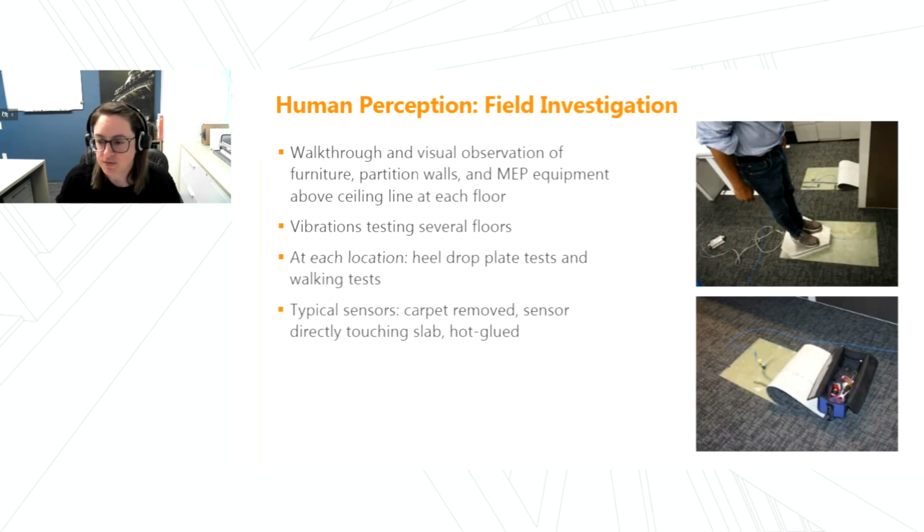So first we did our field investigation, and we performed a walkthrough observing the furniture, the partition walls, mechanical, all the factors that could affect the damping. And then, as Mohammed had outlined, we completed the field vibration testing at several locations on several floors, involving the heel drop plate test and the walking tests. We also make sure to pull up the carpet tile to connect the sensors directly to the slab to avoid any noise in the system.